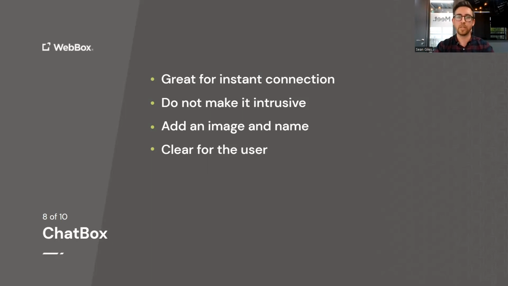Adding an image and name can be great in terms of making it more human and personal. I've seen some websites recently where it's an image of the face of the person on the other side, with their name on it. So it will say such and such is available, so you can click on that and chat to them if possible. So it doesn't look like a bot. It's like you're speaking to an actual human being. Again, let's make it clear for the user.